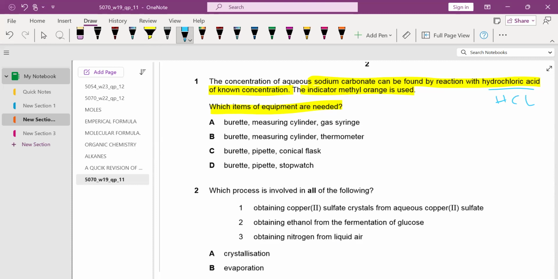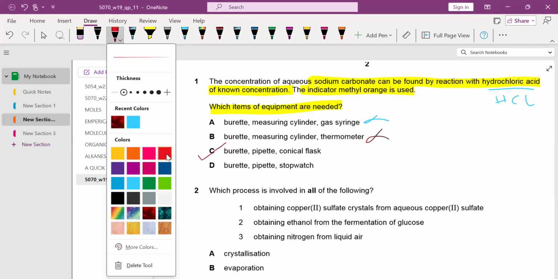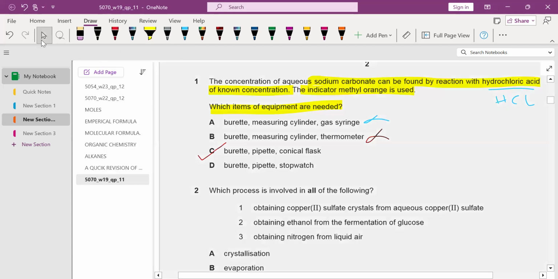And you need a pipette to measure the accurate amount of the unknown solution to put it in the conical flask. So let's read out the options. Burette, measuring cylinder, gas syringe, no. Burette, measuring cylinder, thermometer, no. Burette, pipette, conical flask, yes. So option C is correct for question number 1. Then let's move to question number 2.